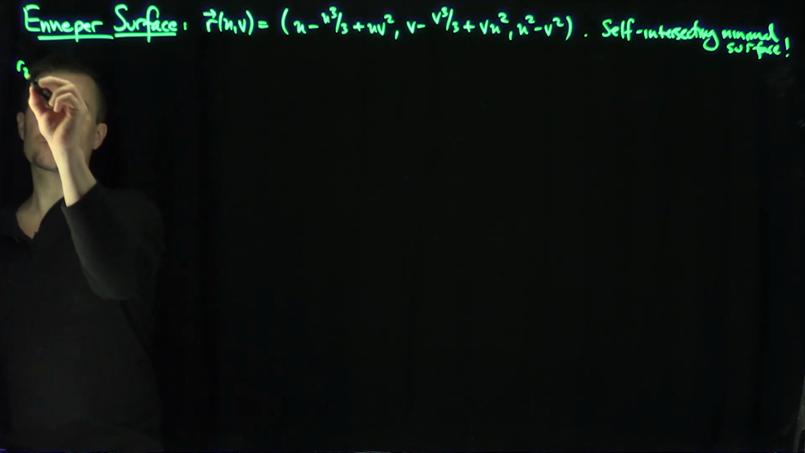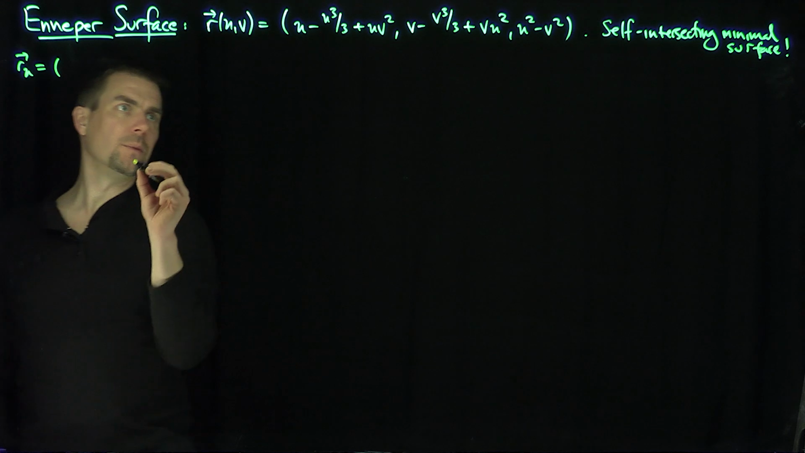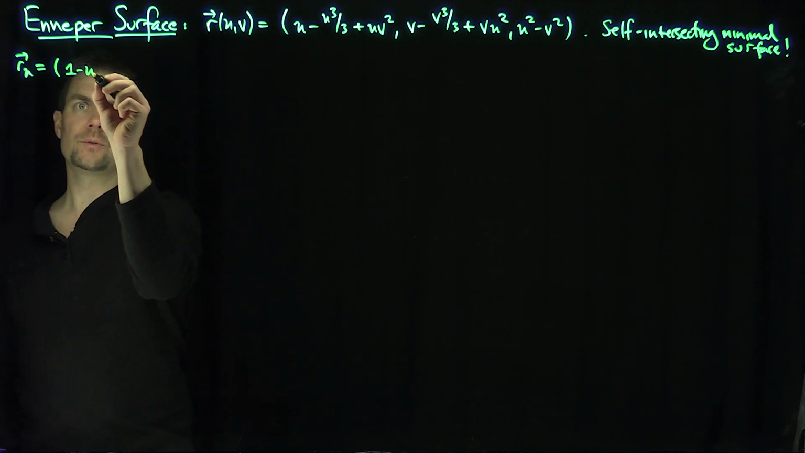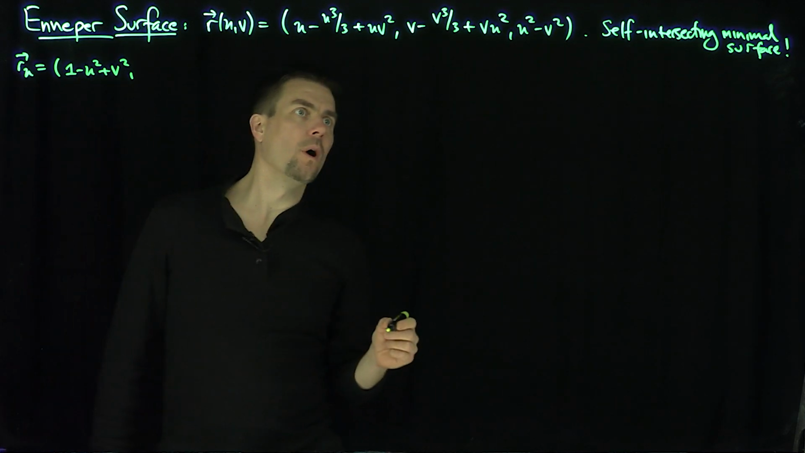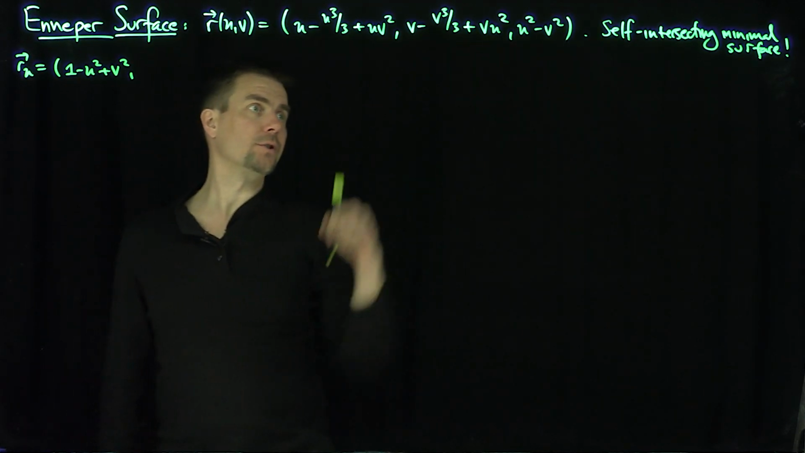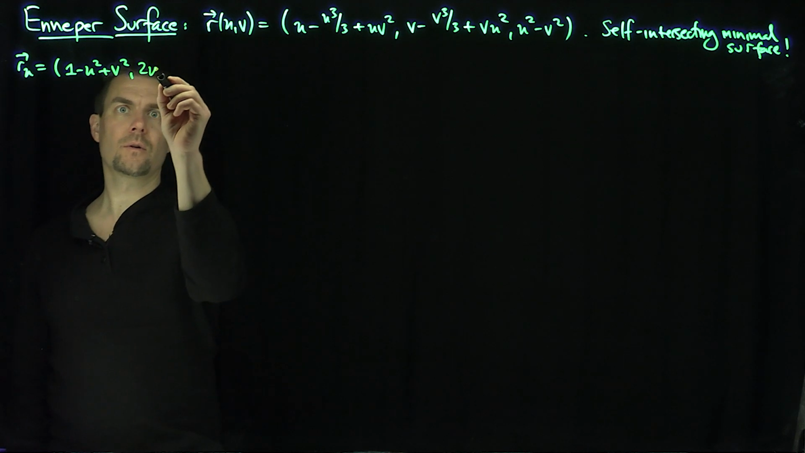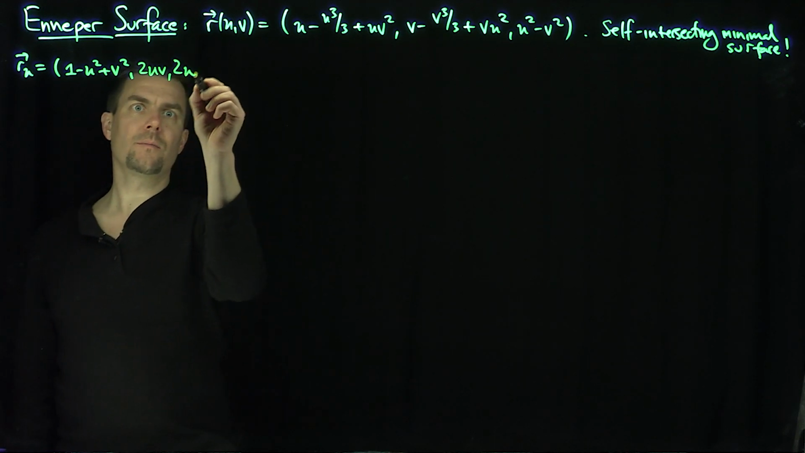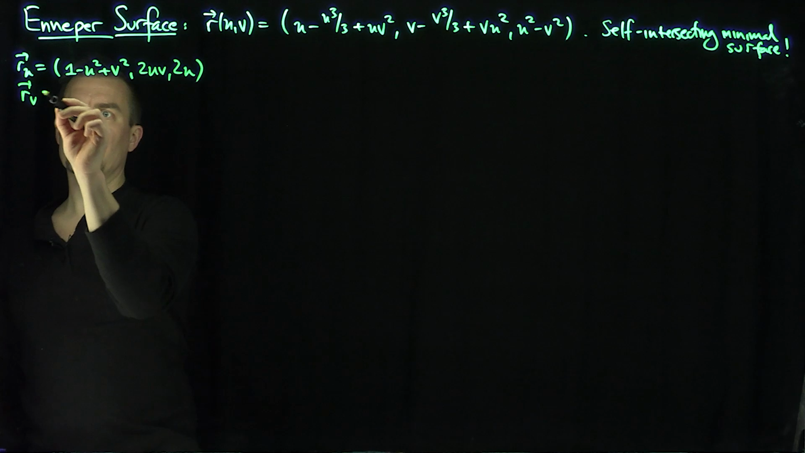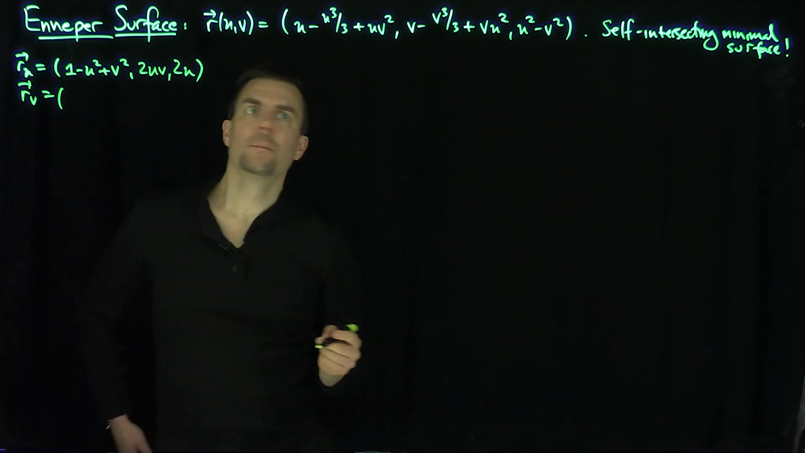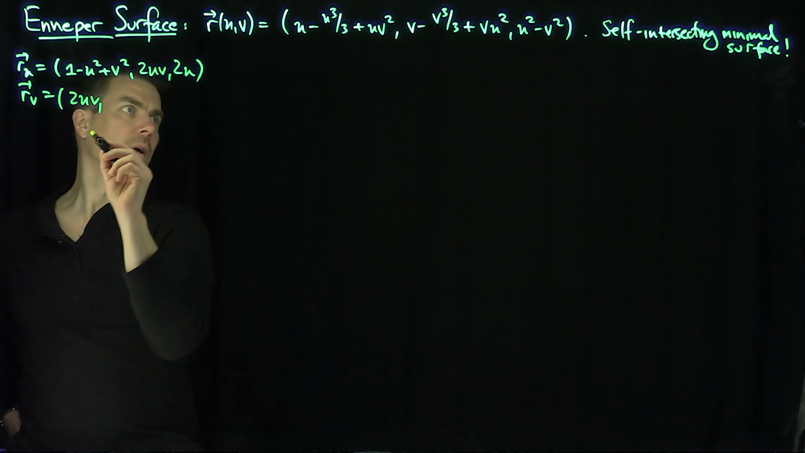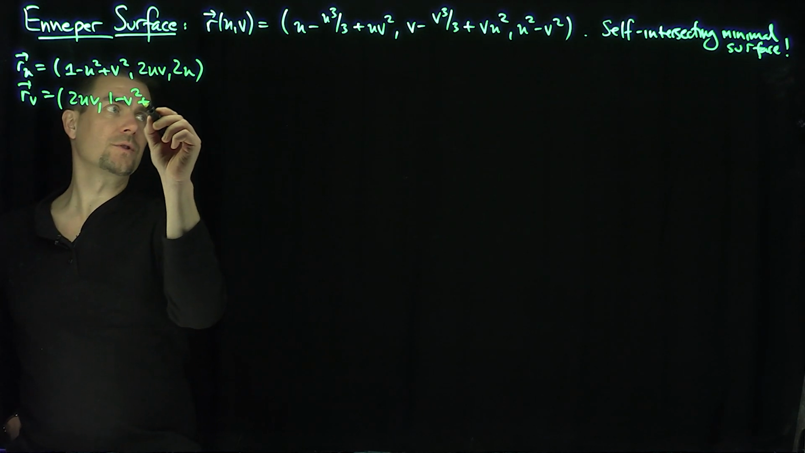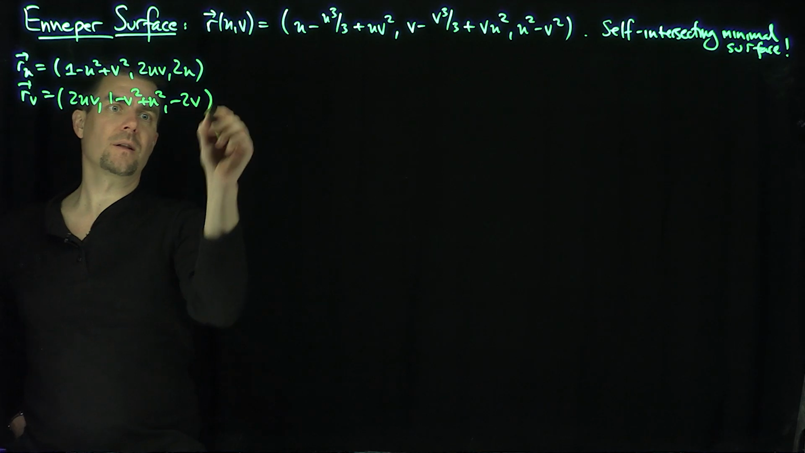So what's RU going to be? RU is going to be 1 minus U squared plus V squared, and then 2UV, and then finally a 2U. My RV is going to be a 2UV, and then a 1 minus V squared plus U squared, and then a minus 2V, like that.